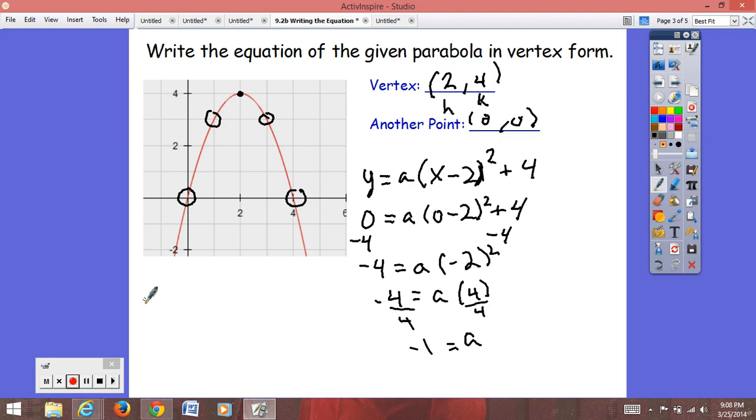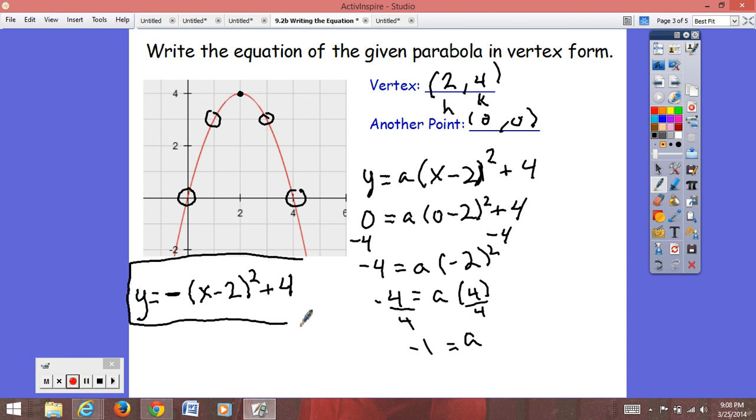So if we go ahead and write our equation, y equals, since it's a -1, we can just throw that negative out. We don't have to write the 1. Then (x minus 2) quantity squared plus 4. So again, that is the equation for our graph.